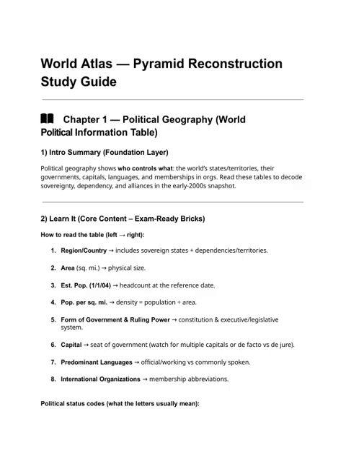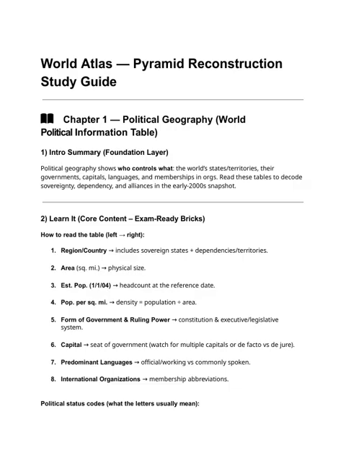Next, we move to the core content, which I call the exam-ready bricks. I'll show you how to read the table from left to right, starting with the region or country, which includes sovereign states plus dependencies and territories. Then, the area, measured in square miles, giving us the physical size, followed by the estimated population as of January 1st, 2004, that's the head count at that reference date. We also look at population density, which is simply population divided by area, so people per square mile.